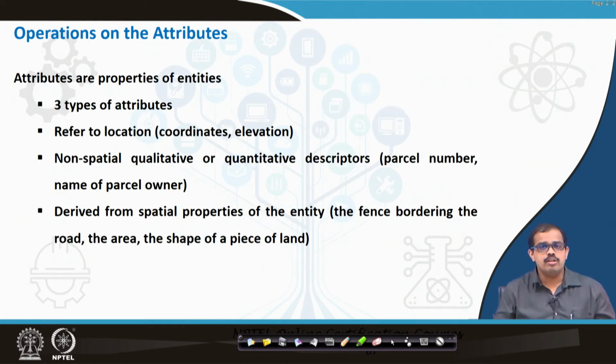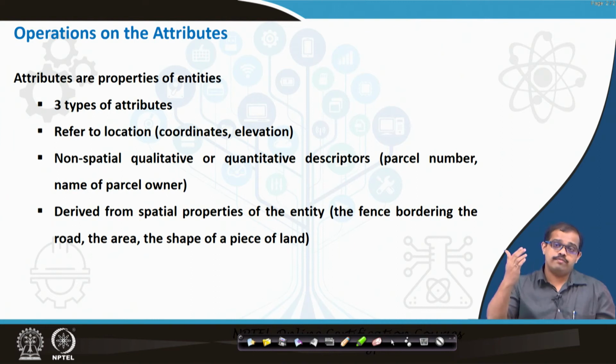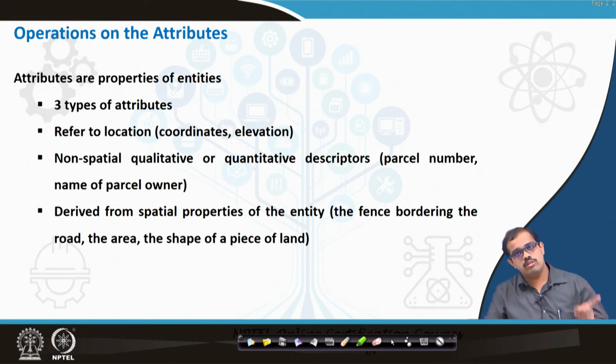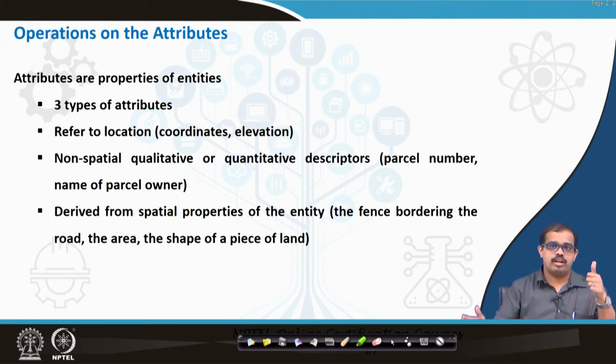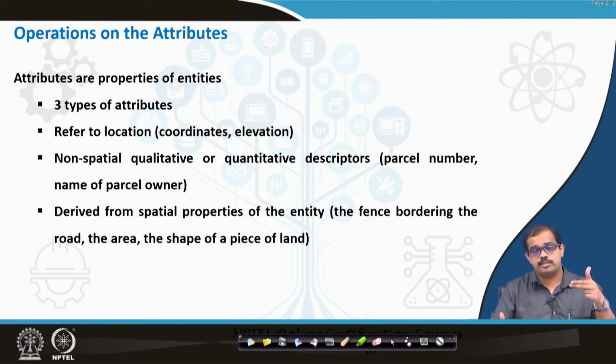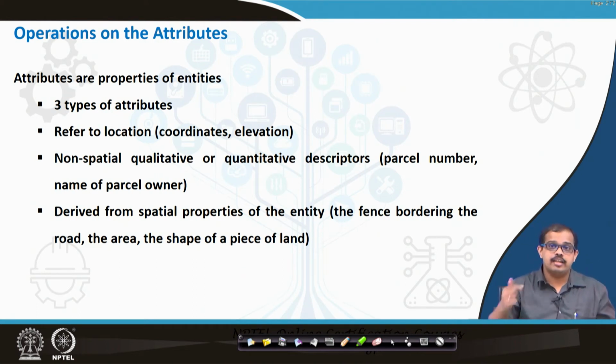Now we have looked at how the data can be analyzed, but the next set is spatial analysis on attributes. When you look at attributes, there are three types. One refers to location. You are looking at only location information, either coordinates or elevation of that particular data. That becomes the first kind of attribute. The second one is the non-spatial qualitative or quantitative descriptors. That is the second type of attribute. The third one is the attribute that is derived from the spatial products of an entity.